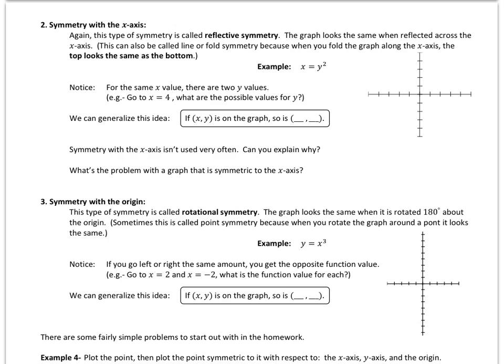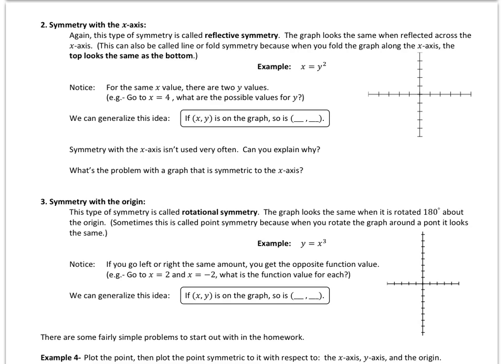Okay, the second type of symmetry is x-axis symmetry. And again, it's reflective, okay? And the same rules apply, except instead of the y-axis, the x-axis, right? Fold them in half on the x-axis, it should match up, okay? So again, it should look the same on the top of the x-axis as it does on the bottom of the x-axis, all right? And again, an example of that is x equals y squared, okay?